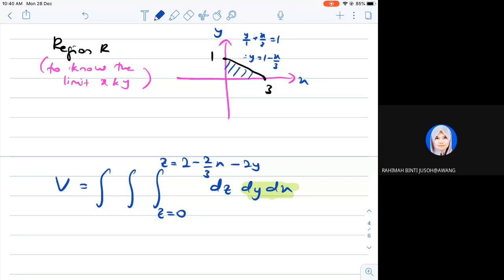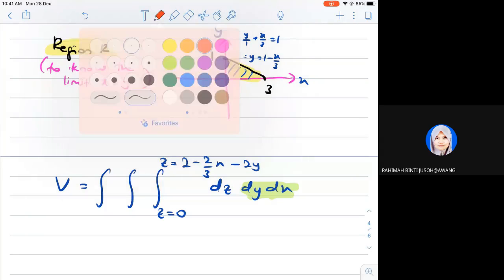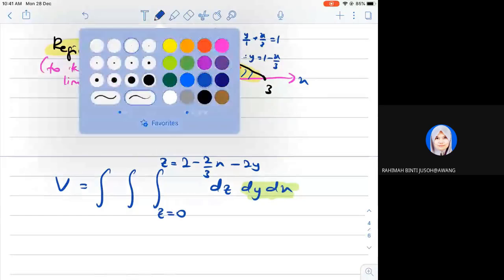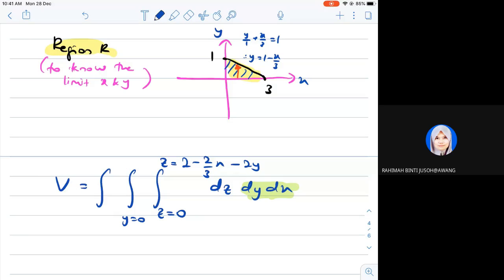Okay, and then now the limit of y. For y, we refer to region R, this region. So dy dx means we move the region from bottom to top. So the bottom line should be y equals 0, until y equals 1 minus x over 3. And then the limit of x should be from 0 until x equals 3. Okay, good, 0 until 3.